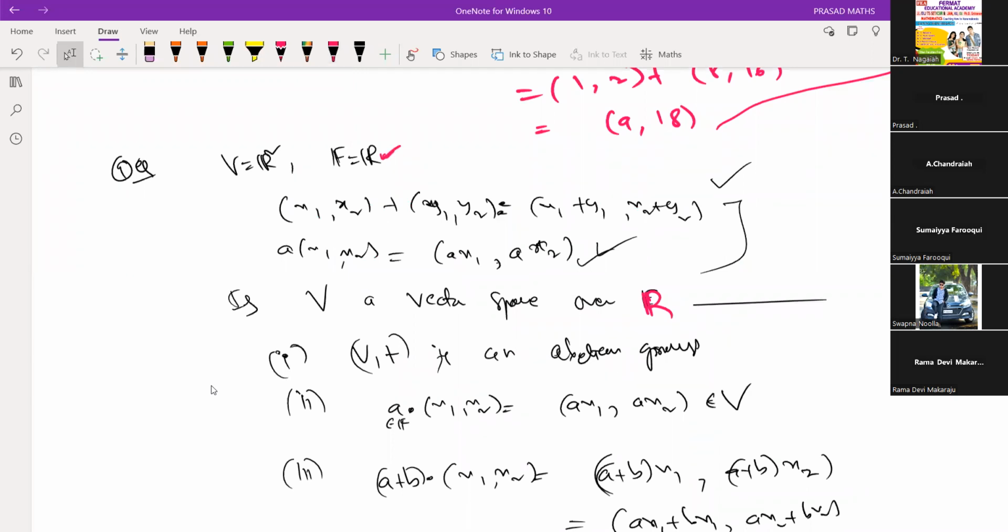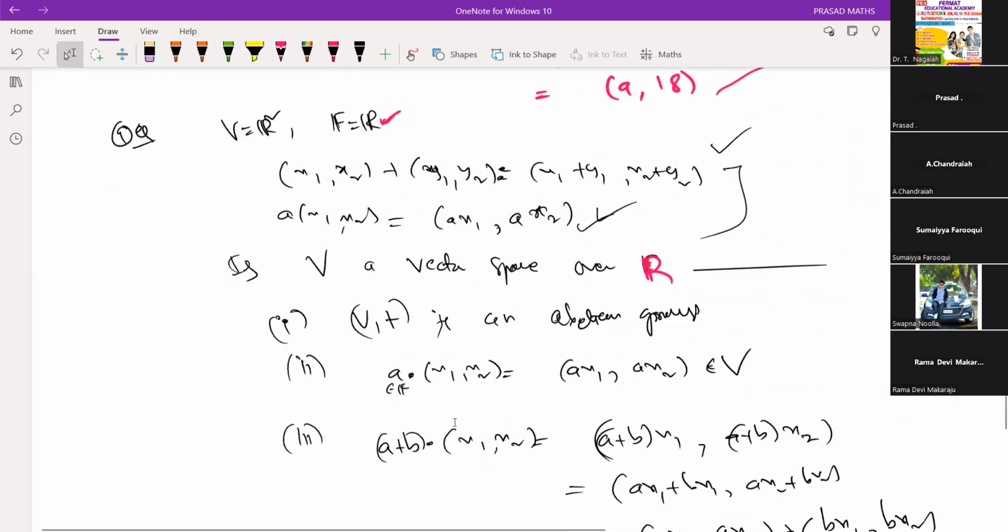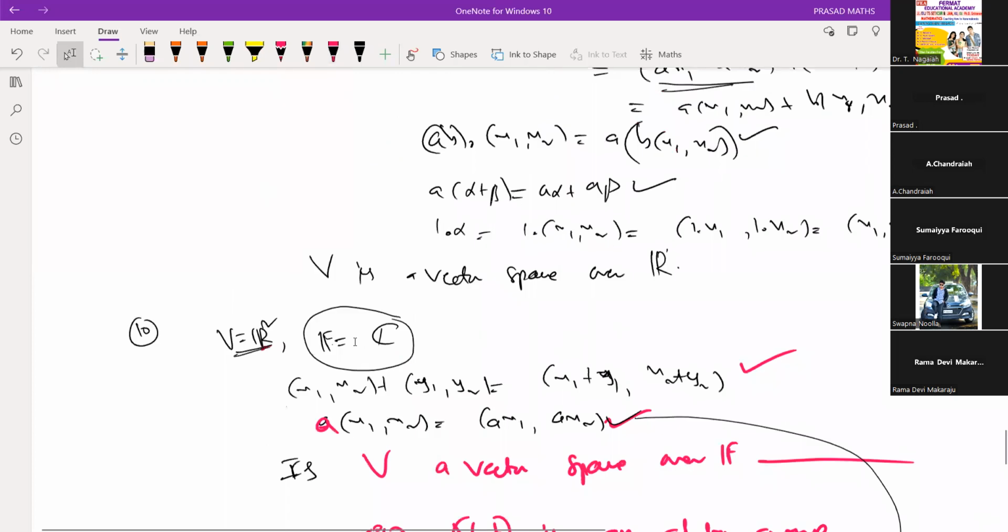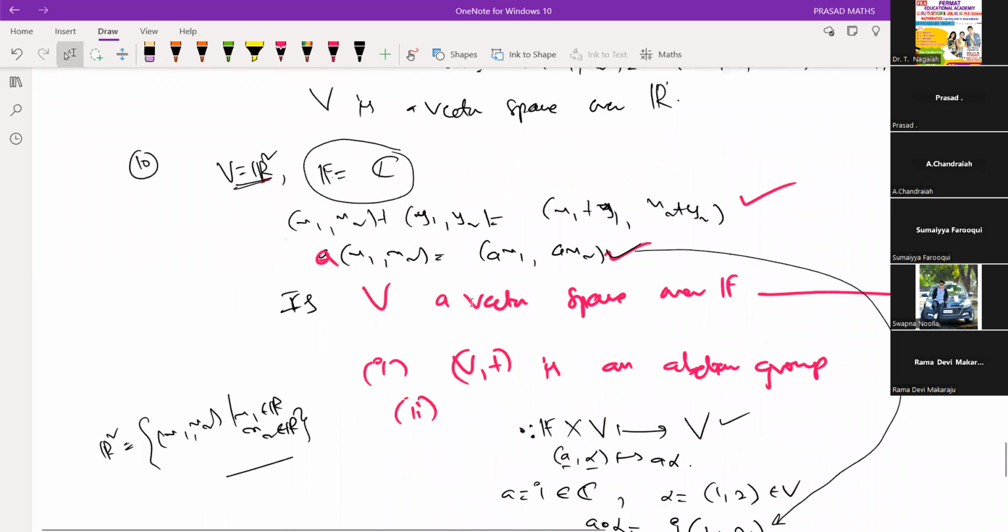If I take F as the real field, the set of all ordered pairs is a vector space, no doubts. But if I choose my field as the complex numbers, with vector addition as component-wise addition and scalar multiplication as component-wise multiplication, then V cannot be a vector space over the field F, meaning the complex numbers. Therefore, the answer is no.